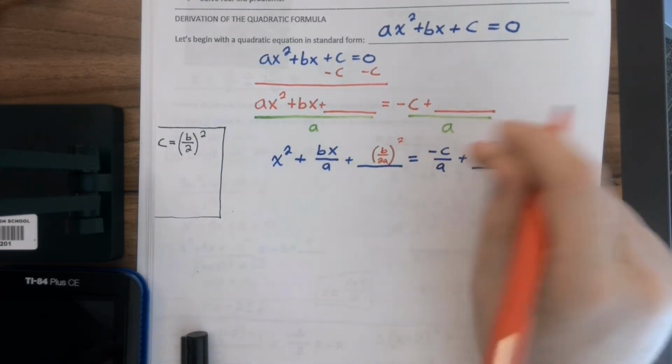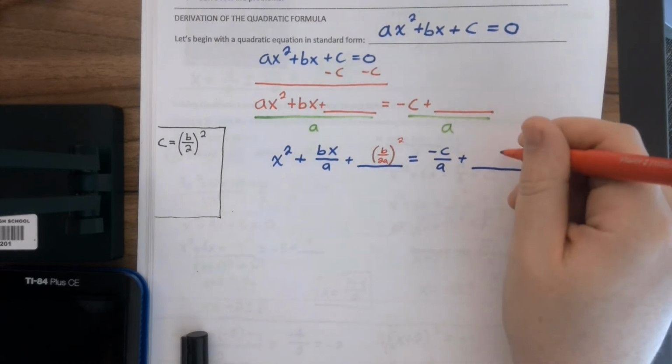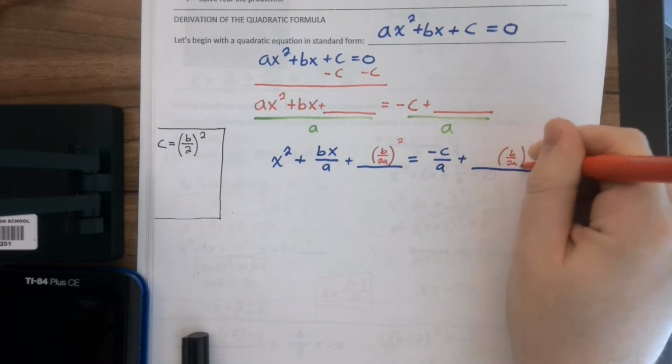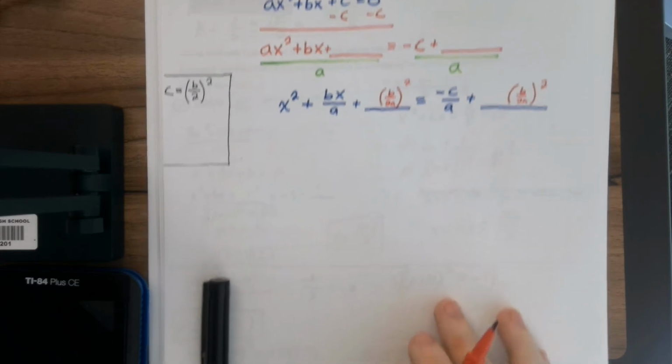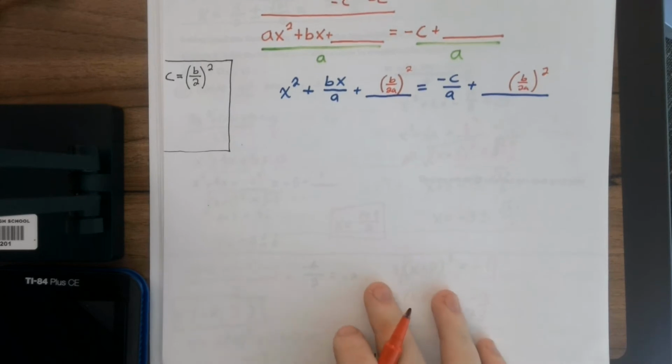And whatever we do to one side, we want to do to the other. So what we really want to do is we really want to have this be b over 2a squared. Okay, it looks really messy, but we knew we were getting into a messy situation here. Let's keep going.